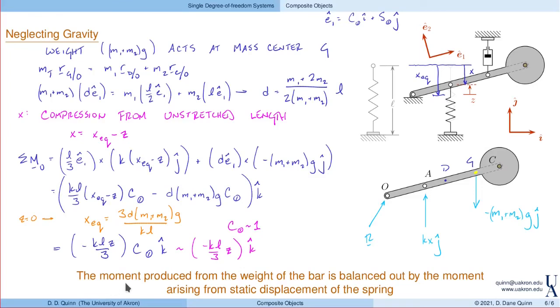So in this case, the moment produced from the weight balances out the moment produced by the static displacement of the spring. Right? So since those two things cancel out of the equations of motion, it's equivalent to considering the system with no gravity and no unstretched length of the spring. So again, we're able to neglect both of those effects, but only when the system is horizontal in its static equilibrium position. Right, so that's it for this problem.